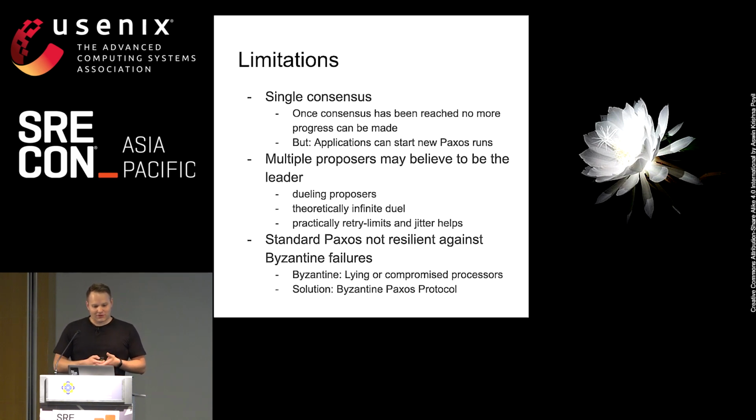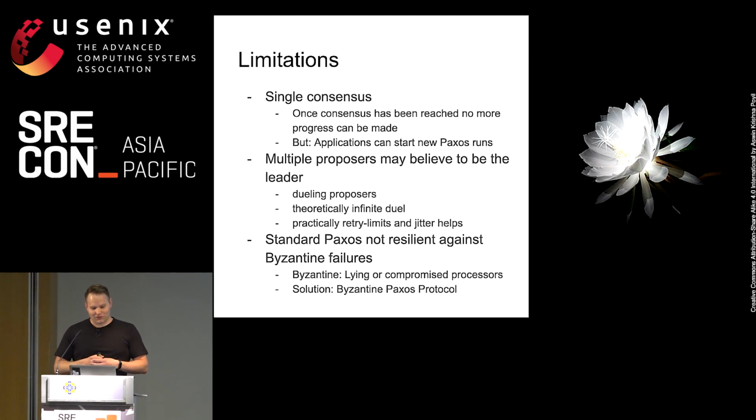Another interesting limitation is multiple proposers may believe to be the leader. So if we have a system with a distinguished leader, but two processors in the system think they are the leader, then they duel each other to win the value. I ran into this, we will see this later.